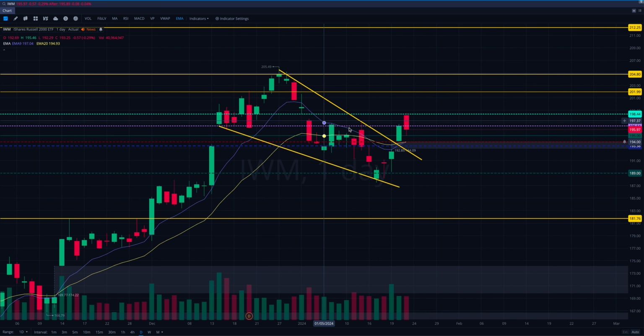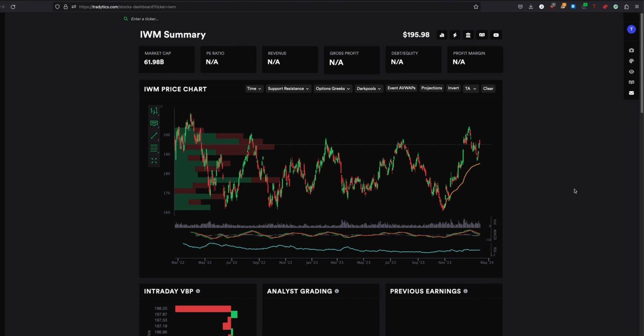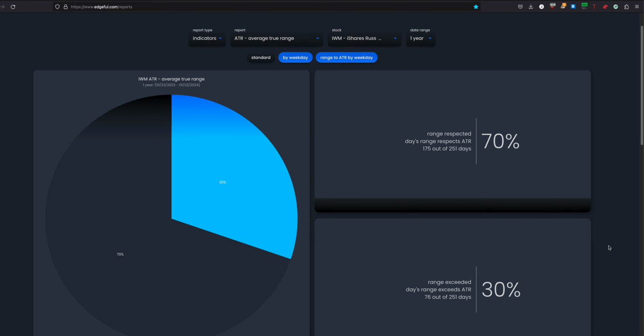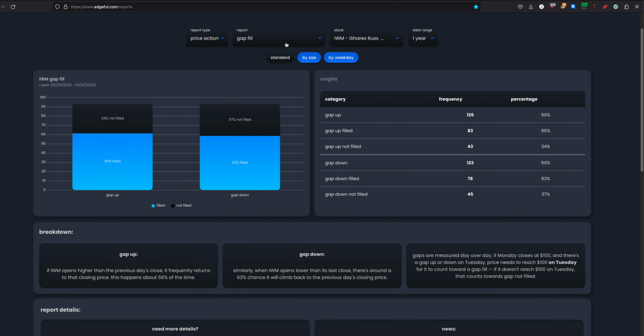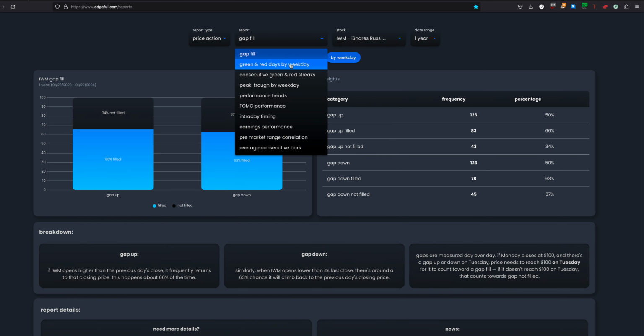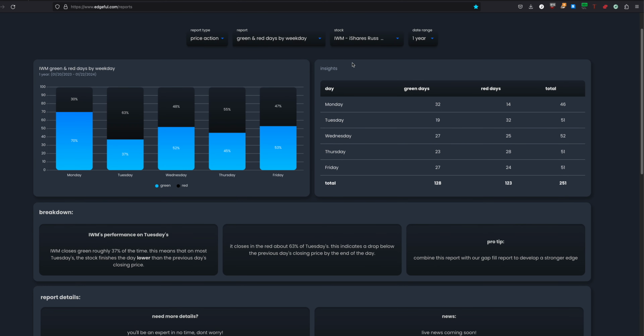Now, as traders, how can we play this? Well, obviously, you could look to go short there. But one thing that stuck out to me today, using this new website, Edgeful, that I've been checking out for the last couple weeks, and I'm really liking it so far. We can see that if we look at IWM, it really struggles on Tuesdays.